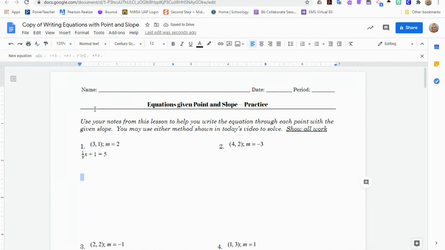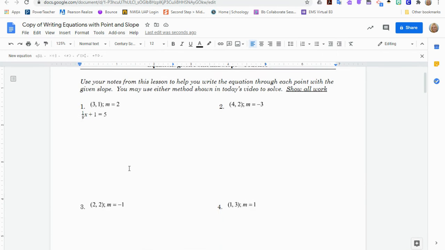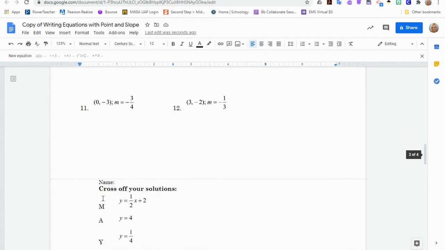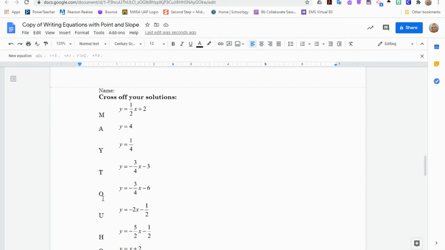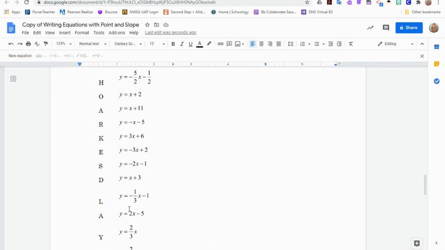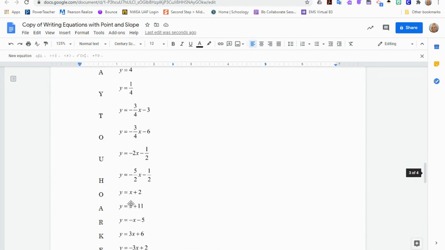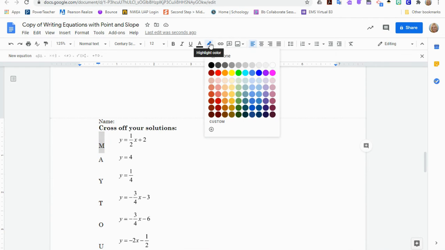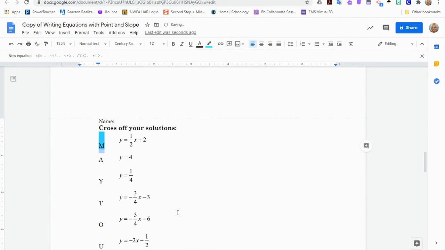But I just want to show you how you can enter in text with the equation editor. So what you're going to do is solve, and then once you get your answer, you're going to go down to the last page and find wherever your answer is. You have an option. You can either cross out the letter or you can highlight it or whatever the case may be. So if you highlight it, you can just get a highlighter and do that.